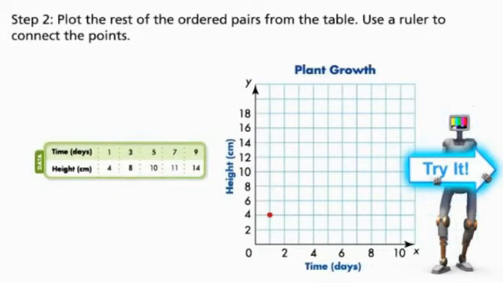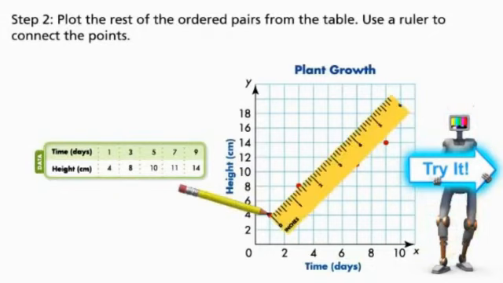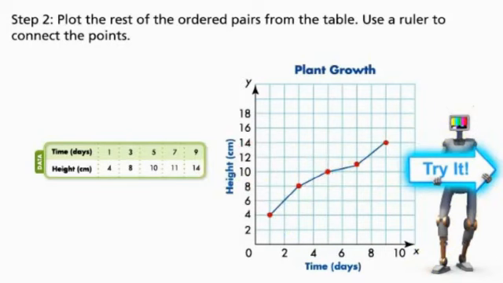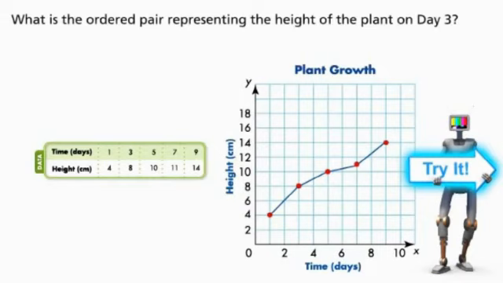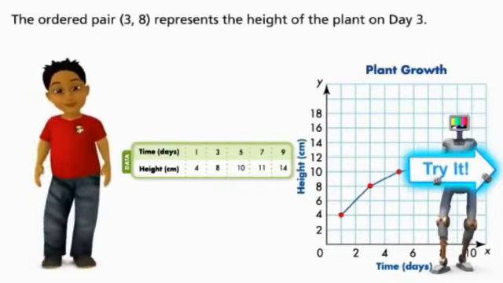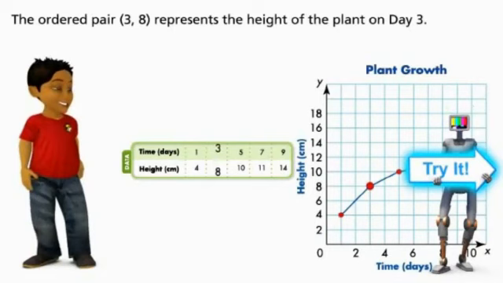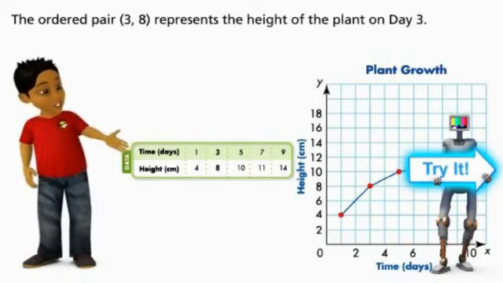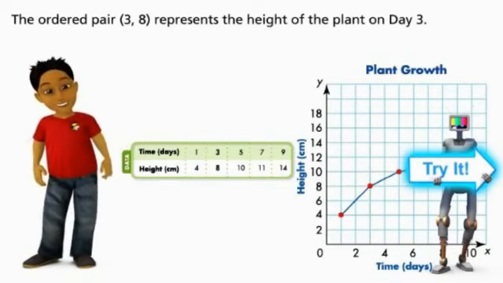Step 2. Plot the rest of the ordered pairs from the table. Use a ruler to connect the points. What is the ordered pair representing the height of the plant on day 3? The ordered pair (3, 8) represents the height of the plant on day 3. Now you know how you graph a point on a coordinate grid.